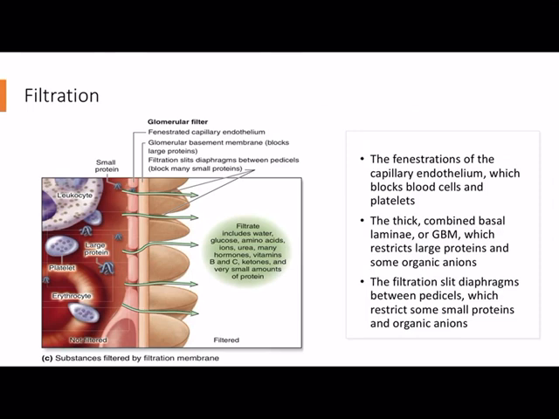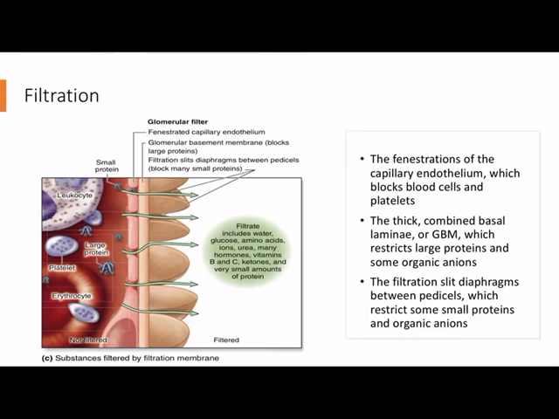So here is a better illustration. This is the blood that we have to filter, and this is the filtered blood, or the filtrate. You have here the glomerular filter: your fenestrated capillary endothelium, then under it your glomerular basement membrane, and then you have your filtration slit diaphragms in between pedicles, which will block large proteins.